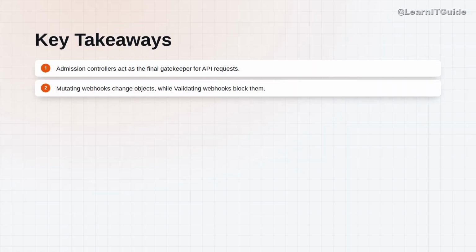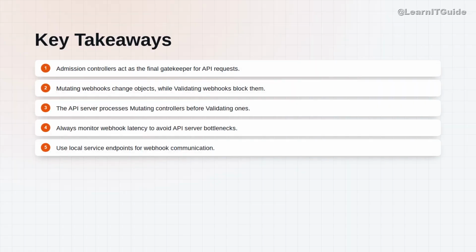We have covered a lot today. Admission controllers are your cluster's final gatekeeper. Remember that mutating webhooks change objects, while validating ones are for blocking access. The API server must run mutating controllers before validating ones to ensure the final object is checked. Keep an eye on your webhook latency, because if they are slow, your entire API server becomes slow. Finally, always use local service endpoints to keep traffic within the cluster. You now have the knowledge to secure your cluster effectively.